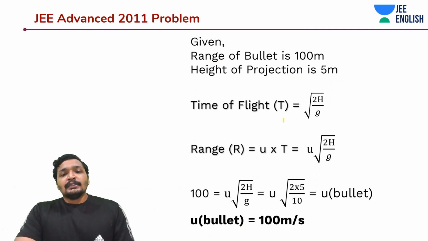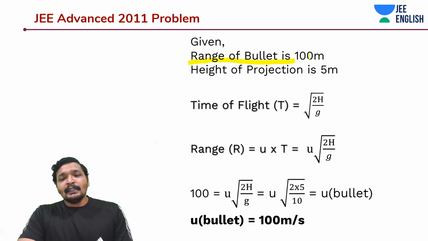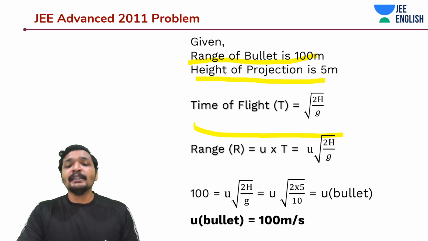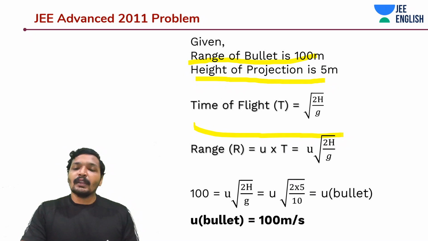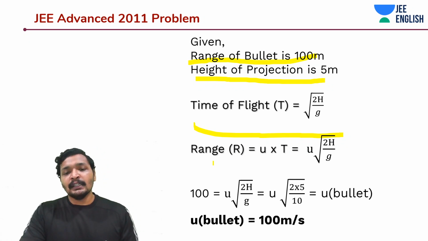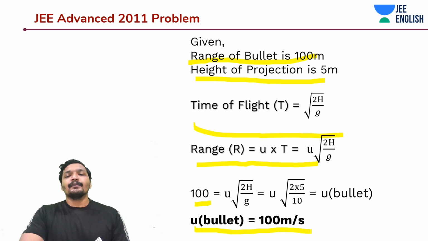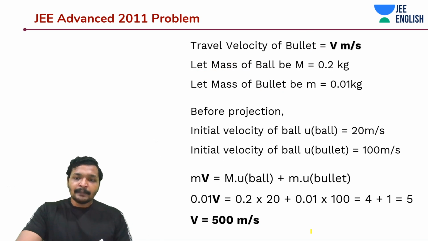And the range of the bullet is 100 meters. The height of projection is 5 meters. That is going to determine the time of flight, which is going to be 1 second. And using that 1 second, you know that the velocity of the bullet after collision should have been 100 meters per second. And now you will conserve the momentum.